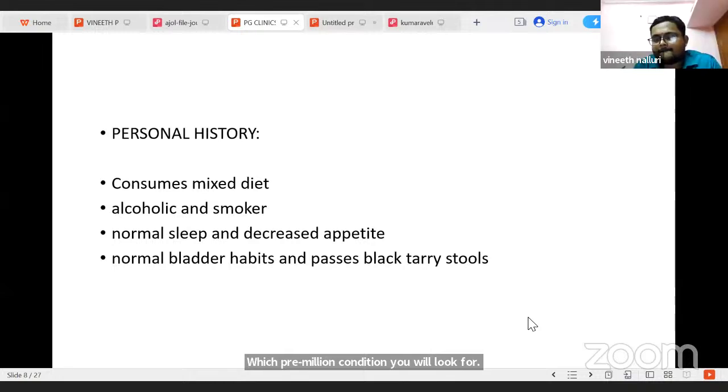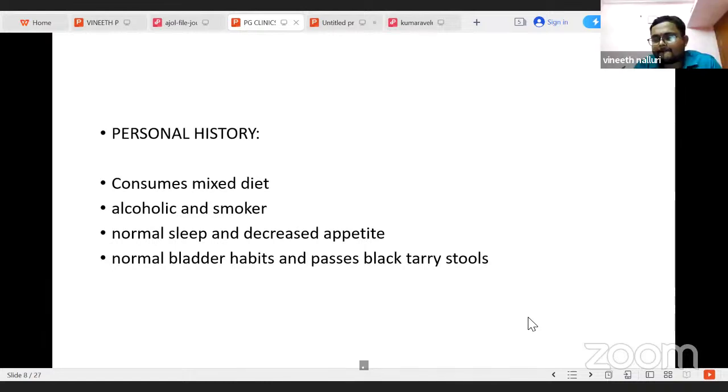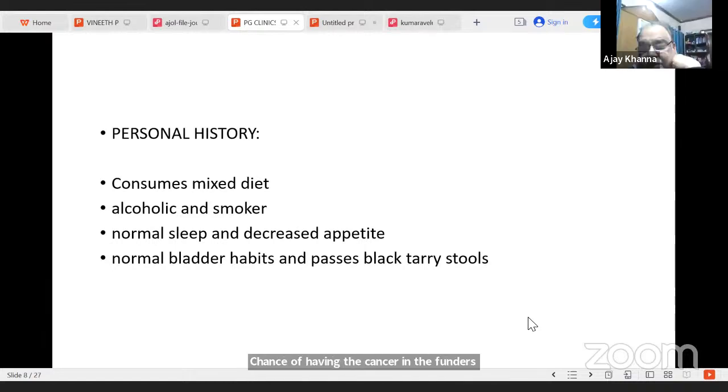Look for the pernicious anemia. Pernicious anemia patients have the maximum chance of having cancer in the fundus. Which blood group is more common for carcinoma stomach? Blood group A, sir. Blood group A, yes. You know which gene is there? If that is positive, you may have to go for prophylactic gastrectomy for the gastric carcinoma.